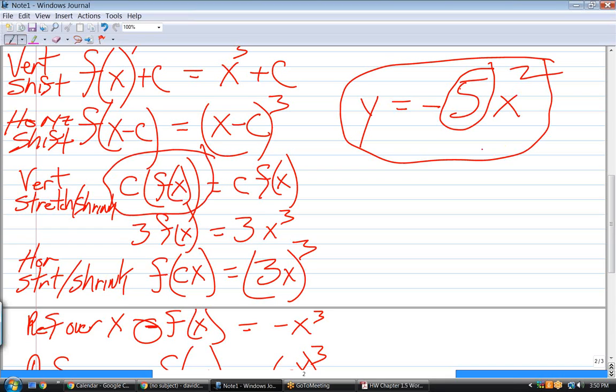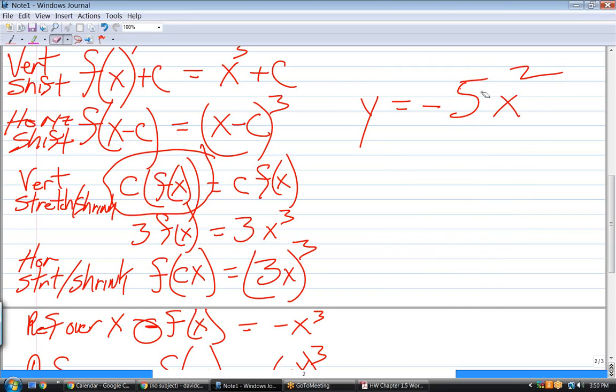So I have two things. I have a reflection over the x-axis, and I have a stretch by a factor of 5. So the way I'm going to graph that is like that, instead of the parent function, which is like that. This is the hard part, where they give you the function and they say, graph it based on what you know is going on.